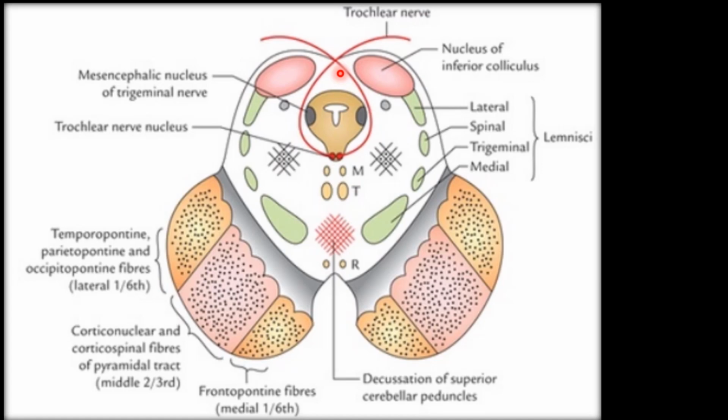Before exiting, it will also decussate. It is also the only cranial nerve that decussates within the brainstem. After decussation in the superior medullary velum, it will exit from the posterior part of the midbrain. This is the point of exit from the posterior part.